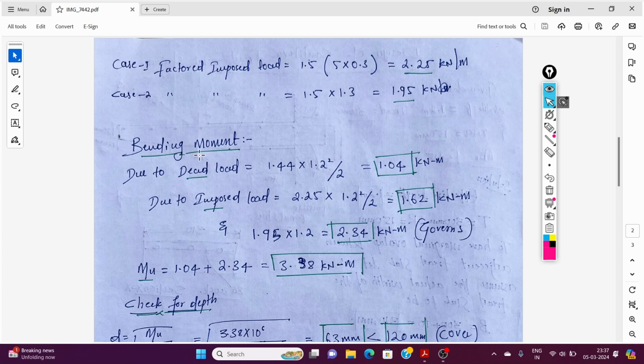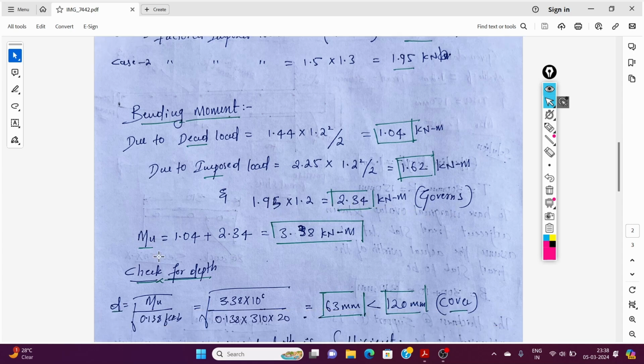Now we need to find the bending moment. Due to dead load, WL square by 2, we get 1.04 kilonewton meter. Due to imposed load, in case 1, 2.25 into L square divided by 2 gives 1.62. In case 2, 1.95, the point load, into length gives 2.34 kilonewton meter. In imposed load we will consider this one because this is the governing load. So the total moment is 3.38 kilonewton meter.